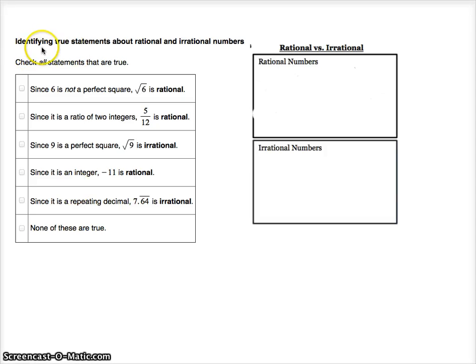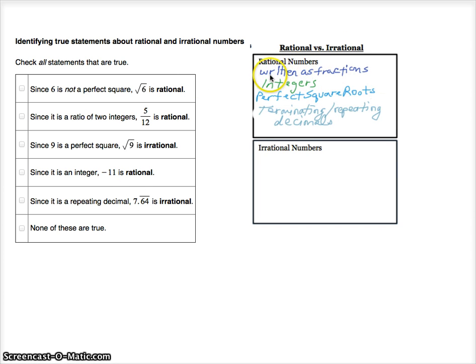Hey team, welcome back. In this video we're going to talk about identifying true statements about rational and irrational numbers. Before we can start identifying these statements, we need to first understand what a rational and an irrational number are. So let's check that out.